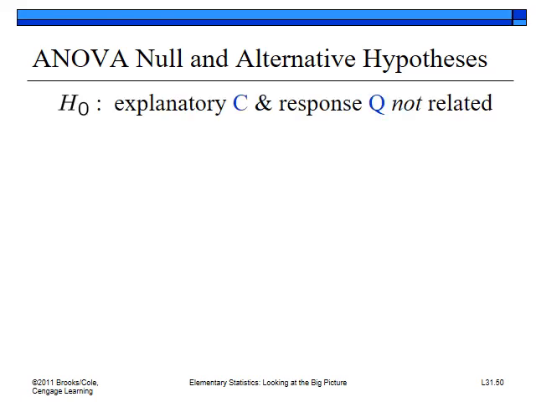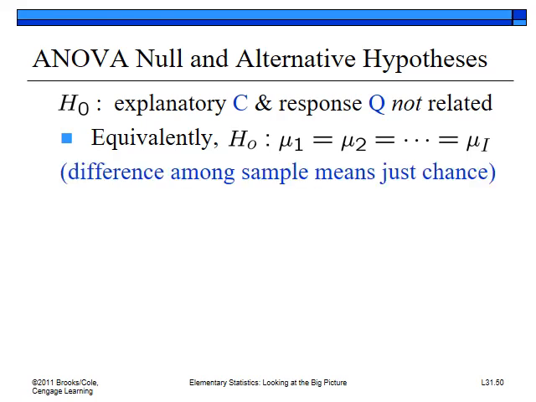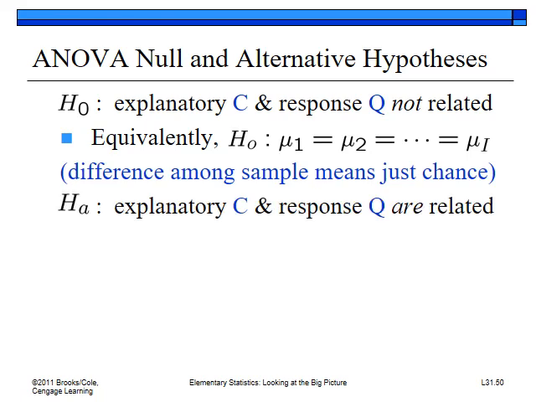The null hypothesis for analysis of variance is always that the explanatory and response variables are not related. Equivalently, the null hypothesis is that every single one of the means is equal. Any difference that we see in our sample between the sample means, we can attribute to randomness, to chance. The alternate hypothesis is that the explanatory and response variables are related.